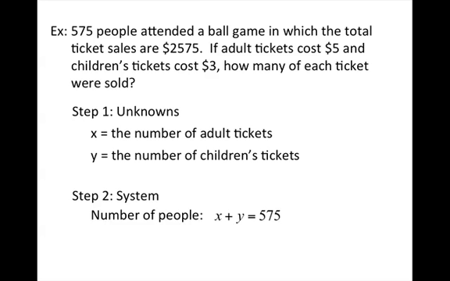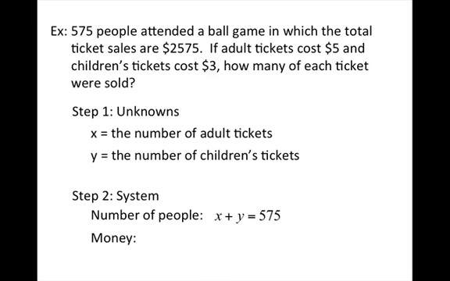Now look back at the problem and find something else you were told about the tickets. And I was told the money that I took in from the ticket sales. The total amount of money that the tickets brought in was $2,575. Well, adult tickets cost $5 and children's tickets cost $3. If I sold 10 adult tickets, that would be $50. I got that by saying the $5 for each ticket times the 10 tickets sold. So I'm going to take the number of tickets sold and multiply them by the price per ticket. And that's going to tell me how much money I made.